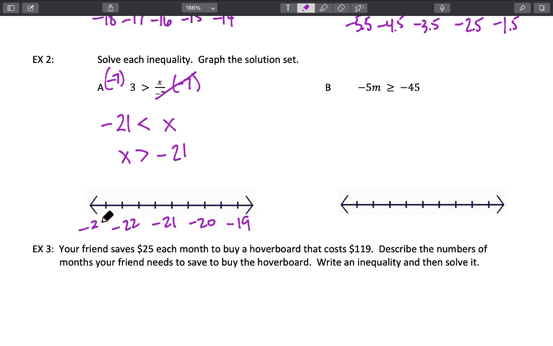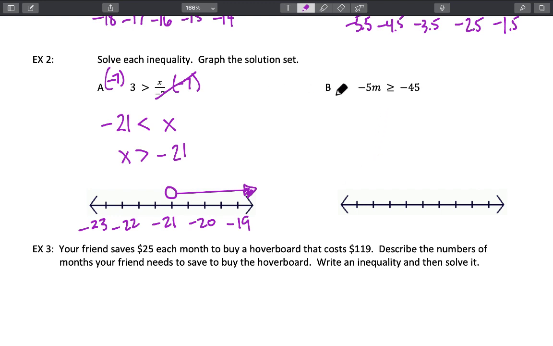All right, so let's graph this. And then we're going to have an open circle here at negative 21 because it does not include that value. I want all the x's that are greater than negative 21. So that is everything to the right of negative 21.